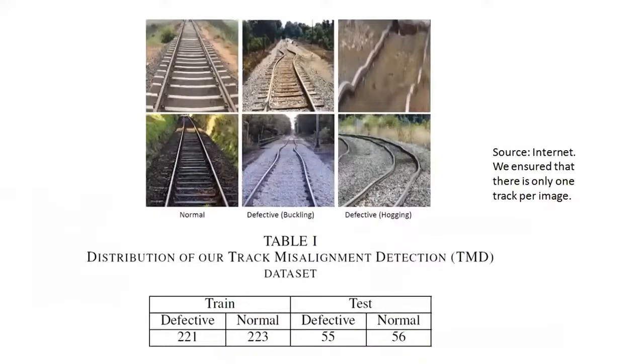To detect this visually, we collected several images from the internet comprising these defects and also a few normal ones. This is the data set we have. We collected about 555 images, and around 20% of the images were dedicated for testing purposes.